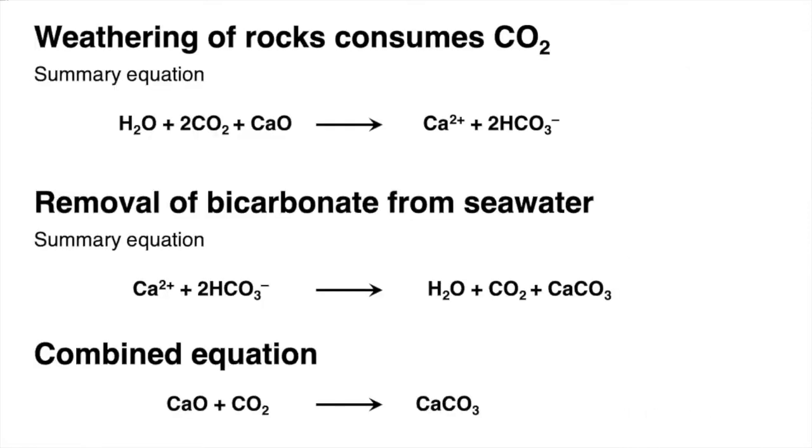So we've written one summary equation to describe the weathering of rocks that consume CO2 and puts it in the ocean. We've written another equation that describes the removal of carbon from seawater through precipitation of calcium carbonate. What you'll notice here is that the second equation generates water and CO2, which are reactants or inputs in this first equation. So if we add these two equations, these two and these two will cancel out. So we can write a simplified combined equation where calcium oxide, remember this is just representing material in rocks that will dissolve easily, plus CO2 generates calcium carbonate.